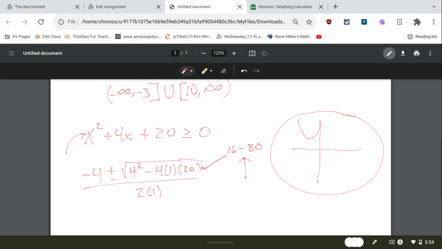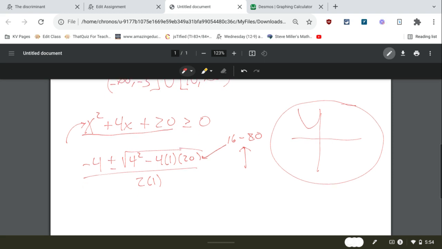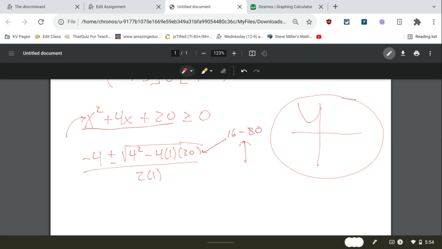Well, this function, because it's always above the x-axis like this, it's always going to be greater than or equal to 0. All right, so no matter what number you plug in for x, it's always going to make a true statement. So I guess the solution set would be all real numbers.